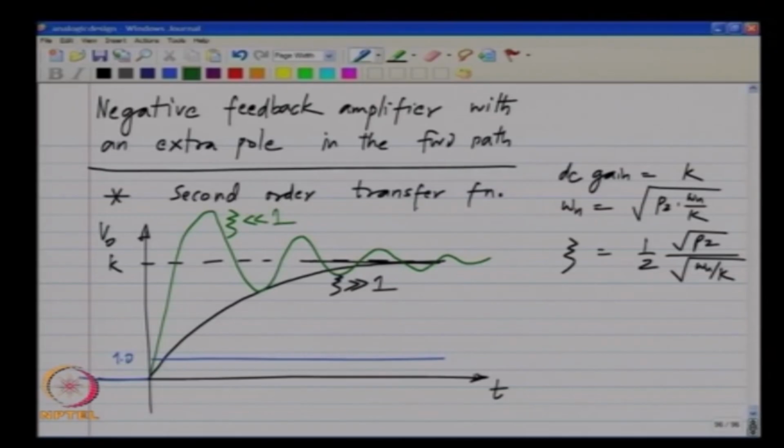Okay. This is what is known as an underdamped response, and if the damping factor equals 1, you get the fastest possible response without overshooting, and this is equivalent to a critically damped response.